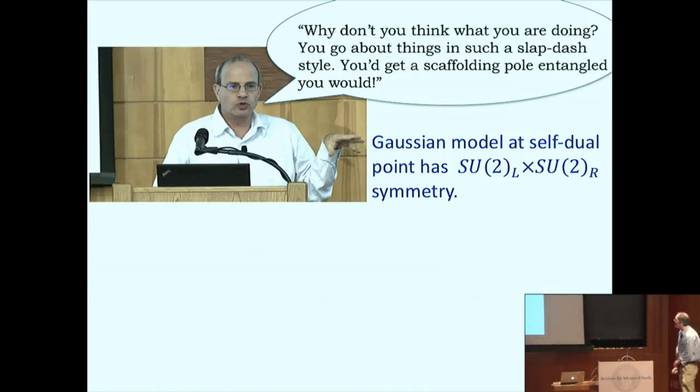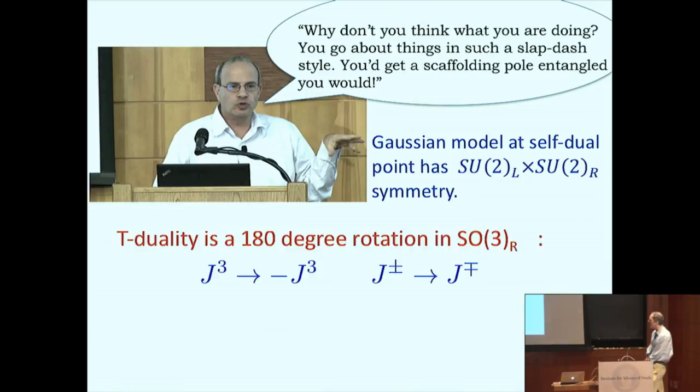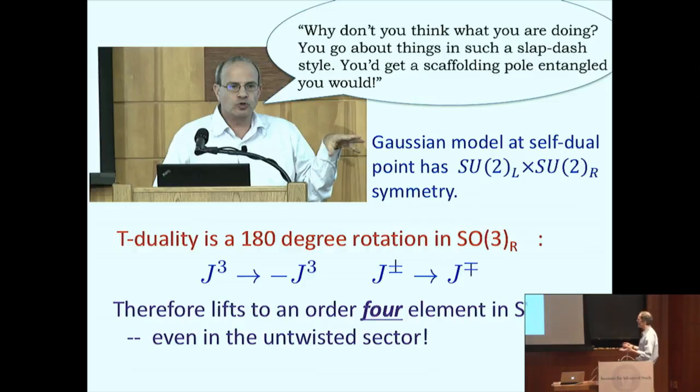And indeed, at the self-dual point, the Gaussian model has an SU(2) left times SU(2) right symmetry. And you see, the currents form a triplet of SO(3) right, and T-duality does this. So T-duality is a 180-degree rotation in SO(3) right, and that lifts to an order 4 element in SU(2) right. So it's order 4 even in the untwisted sector.